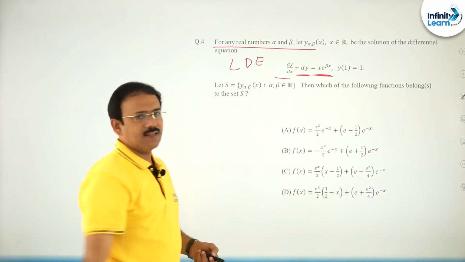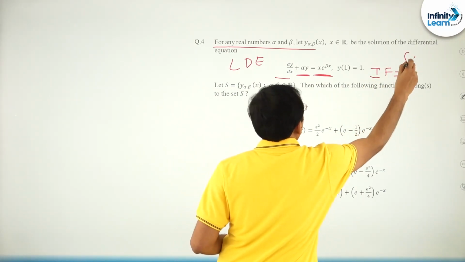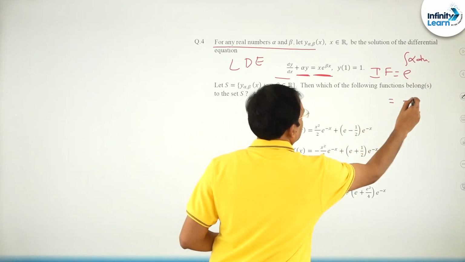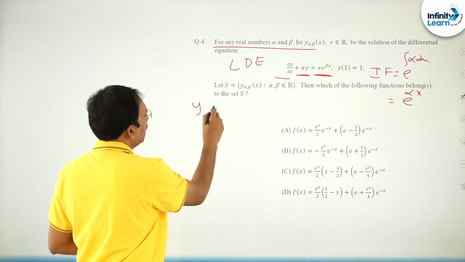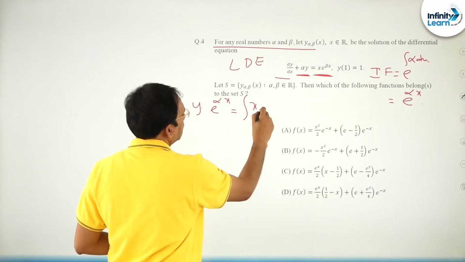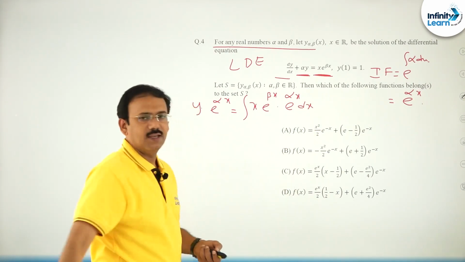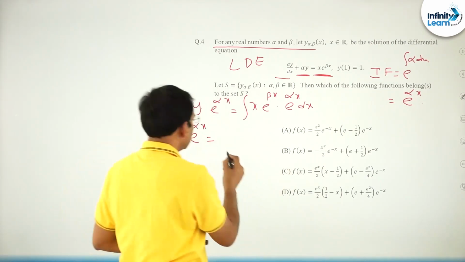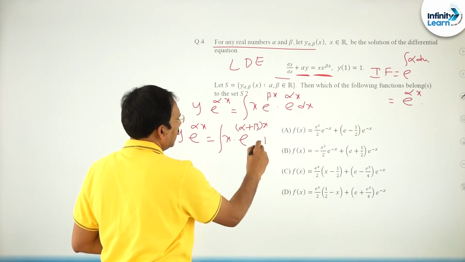Yes, for the linear differential equation you just find the integrating factor, which is e power integral p dx, that is e power alpha x, isn't it? So you try to write the general solution. Friends, this is y into the integrating factor equal to the integral of q of x, that is x into e power beta x, into the integrating factor e power alpha x dx. Which is nothing but y into e power alpha x equal to the integral of x into e power (alpha plus beta) x dx.